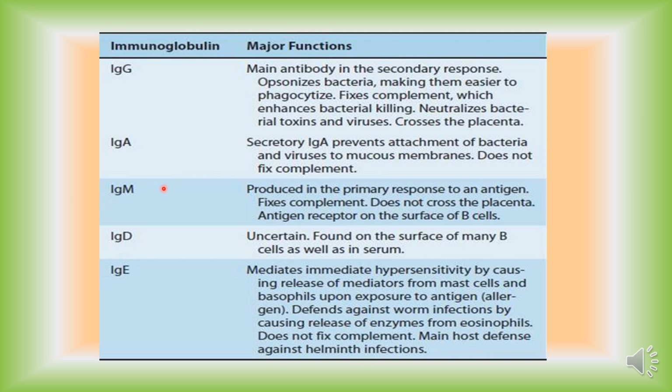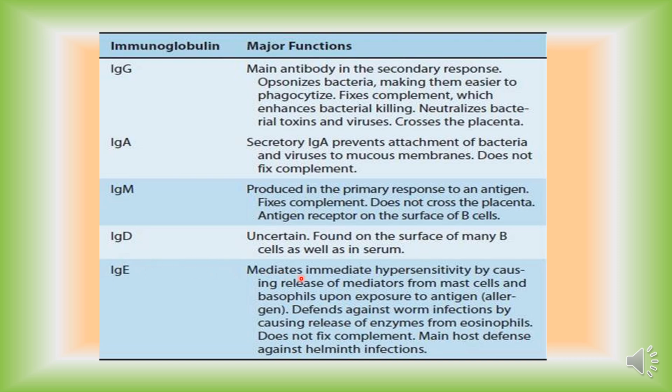Immunoglobulin M is produced in primary response to an antigen. It fixes the complement. It does not cross the placental barrier as it is pentameric and it is very heavy. It is an antigen receptor on the surface of B cells. Immunoglobulin D is found on the surface of many B cells as well as in the serum.